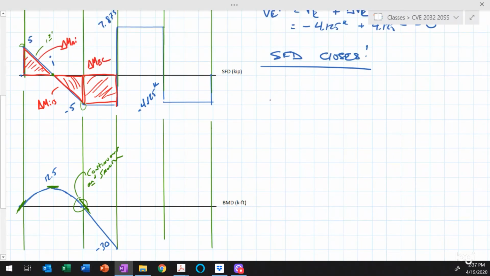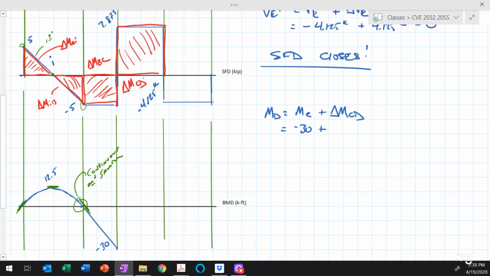Okay, now I need to figure out the moment at point D. So I could say that the moment at point D is equal to the moment at point C plus the change in moment between C and D. So the moment at C is equal to a minus 30 kips, and the change in moment between C and D is equal to the area under the shear force diagram. So it's equal to this area here. So that's the change in moment between points C and D. Okay.